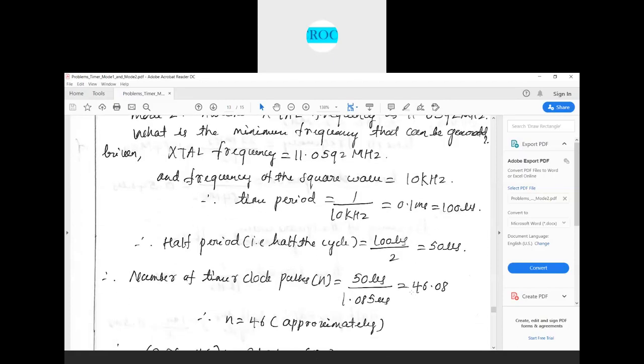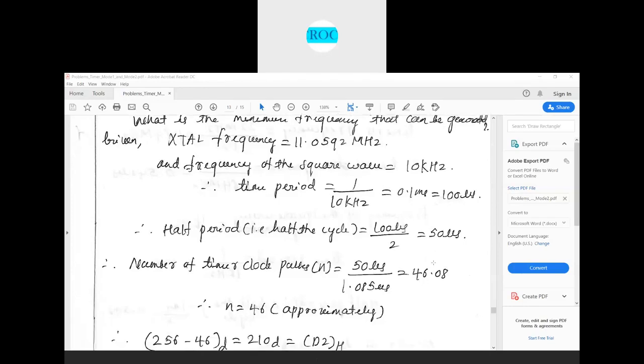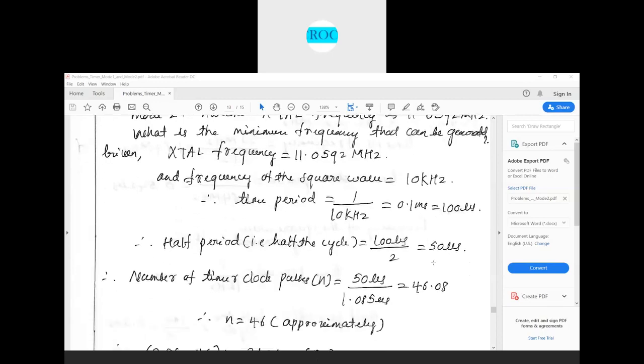Similar to what we did for mode 1, also for the square wave. The frequency of the square wave is 10 kilohertz. Time period is 1 divided by 10 kilohertz, which is equal to 100 microseconds. Half period is 100 microseconds by 2, which will be 50 microseconds here. As I said, it is a square wave. We have 50% duty cycle. The on period is equal to the off period.